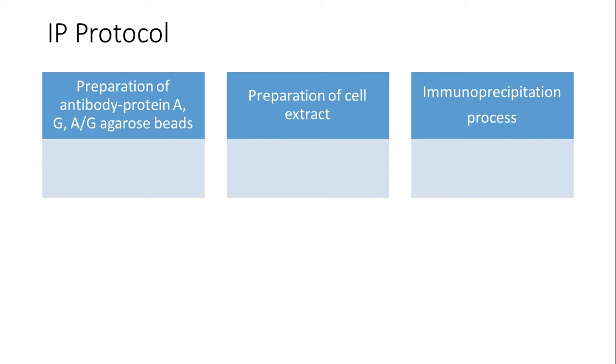Next, we are going to talk about the IP protocol, which involves the preparation of antibody protein A/G agarose beads, preparation of cell extract, and the immunoprecipitation process. So we are going to talk about the first protocol.